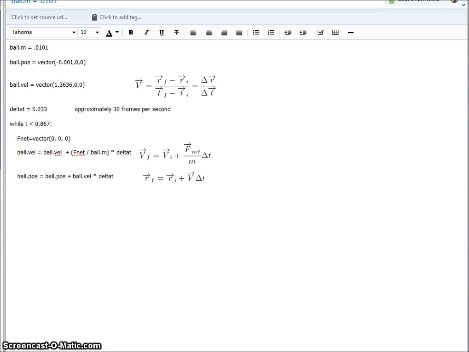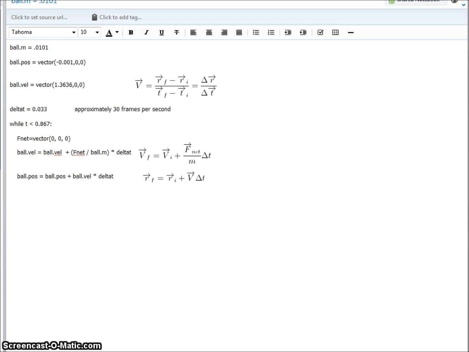We then calculate the starting velocity and come up with a vector of 1.3636, 0. This number is given by the formula velocity equals final position minus initial position over final time minus initial time, or delta position over delta time. We set delta t to 0.033 to match up with the camera's rate of 30 frames per second. We will run this model for no more than 0.867 seconds to match with the video.